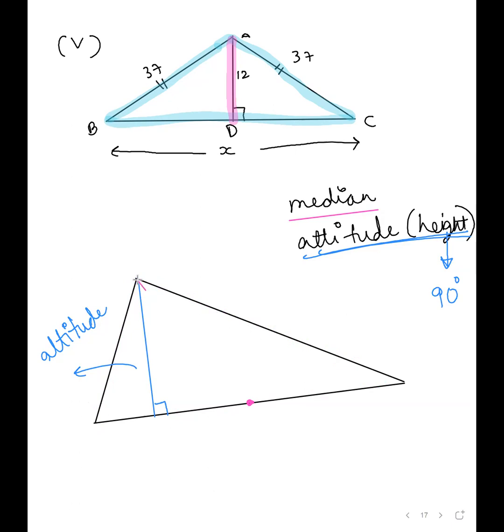So median is the line segment that joins the opposite vertex to that point which divides the base into 2 equal halves. Or in other words, you can say median is the line segment that divides the base into 2 equal halves. या फिर आप ये कह सकते हैं कि it connects the opposite vertex to the midpoint. This point over here, M, is the midpoint. Okay?